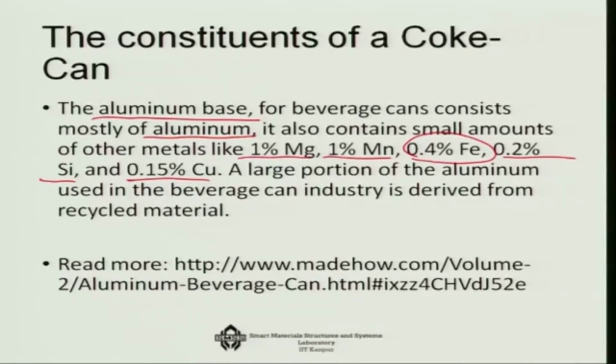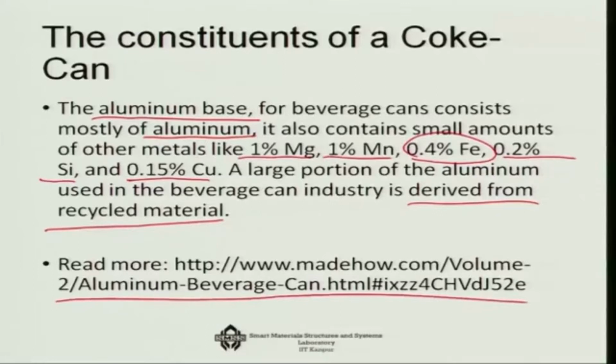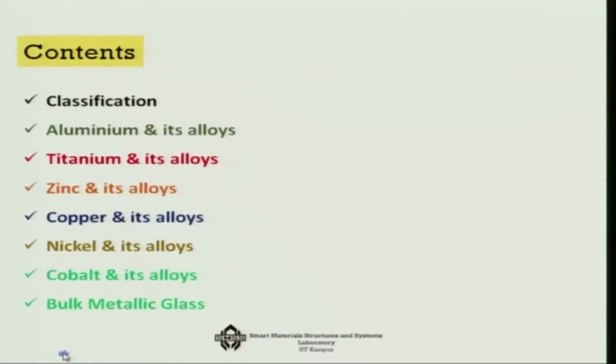One of the good things is that this aluminium alloy can be mostly derived from recycled material, which means it is a very green way of using a material. I have given a site which you can visit to know more about how this type of Coke can is made.